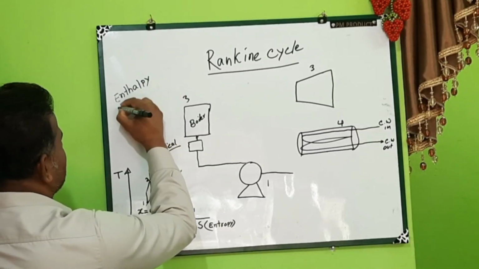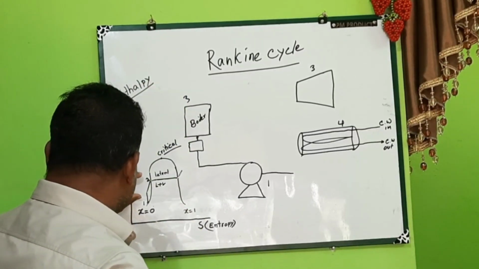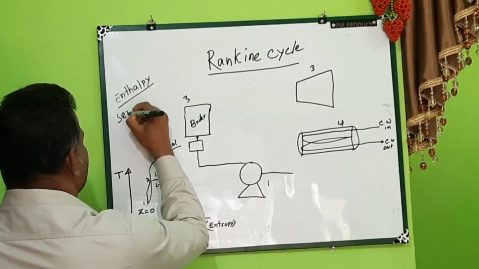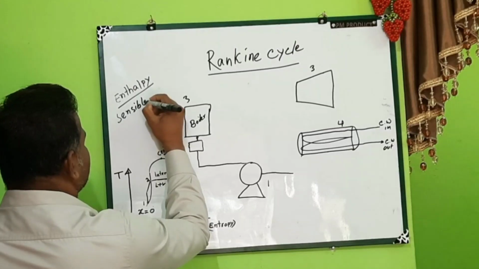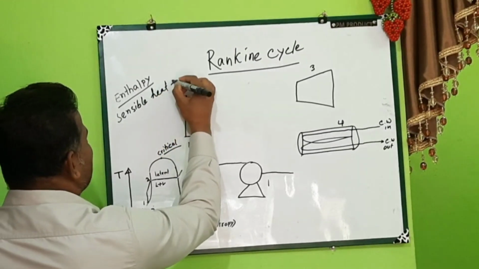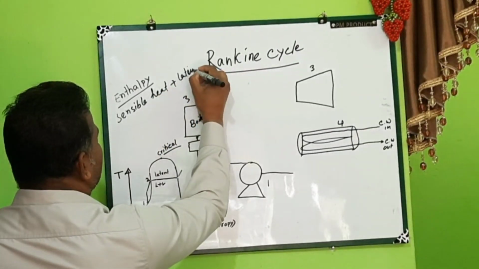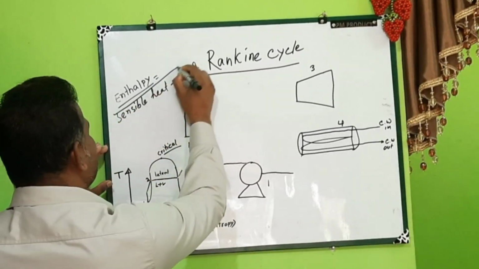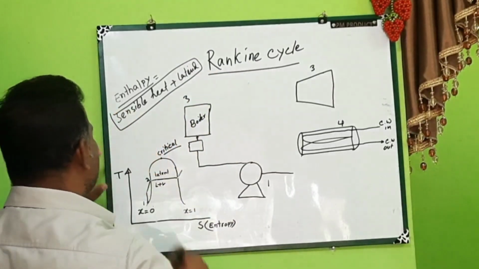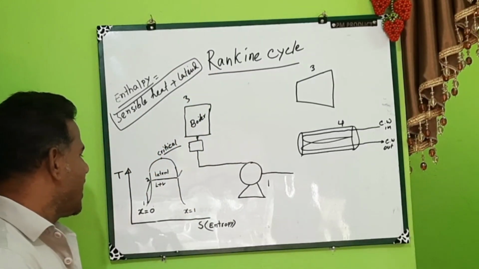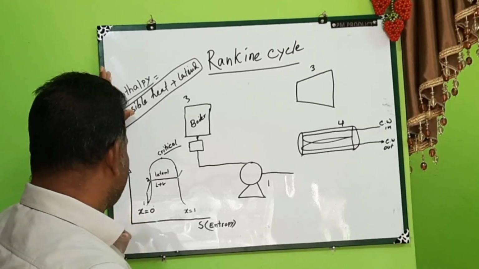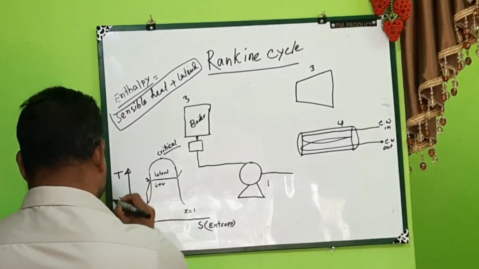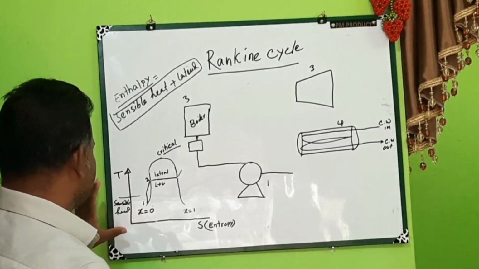What is the enthalpy? Enthalpy means sensible heat plus latent heat. Enthalpy means total heat. Latent heat plus sensible heat is called enthalpy. So enthalpy means total heat. Total heat is called enthalpy. I hope enthalpy, entropy, and sensible heat are clear. Sensible heat is clear.